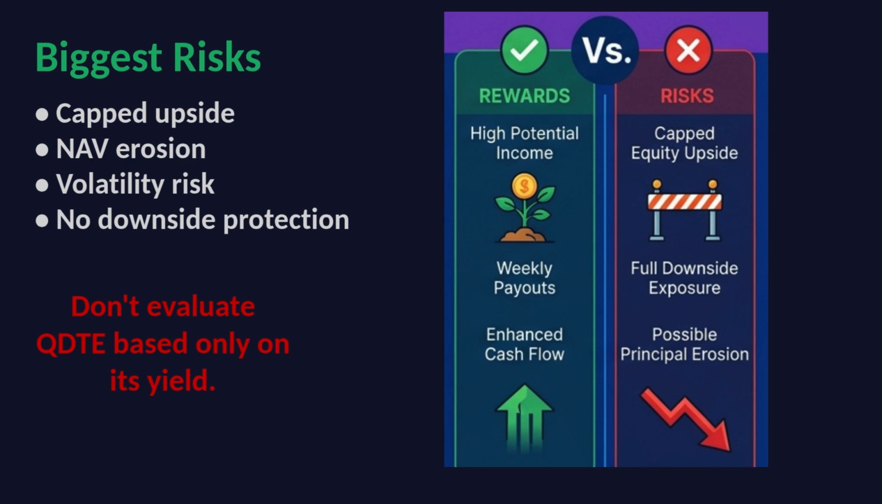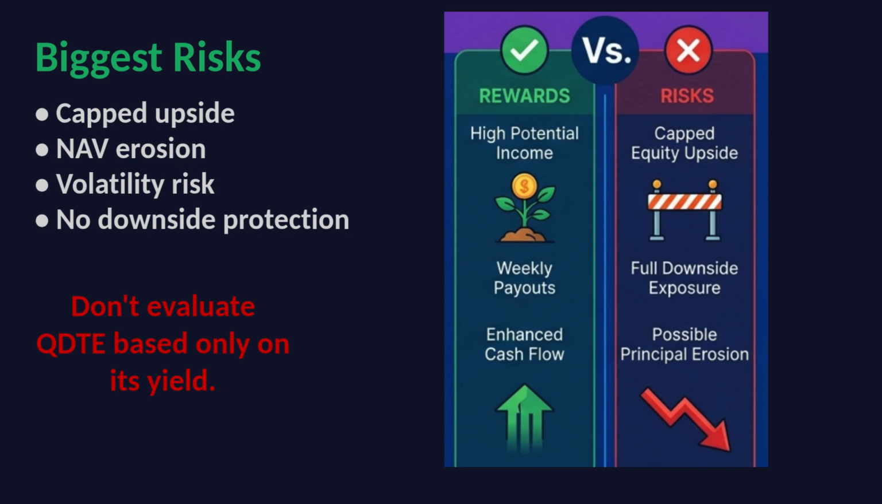Third, volatility risk. The premiums QDTE collects are directly tied to how volatile the market is. Less volatility often means smaller premiums, which can mean smaller future payouts. And finally, and this is the big one, there is no downside protection. If the Nasdaq 100 drops sharply, QDTE drops too. The options strategy generates income, it does not act like insurance for your principal.